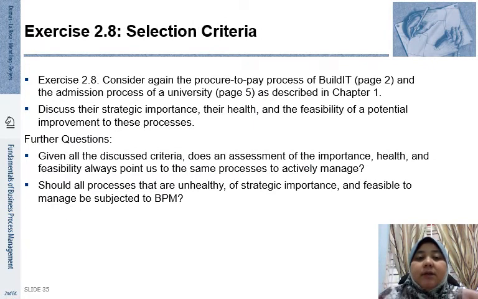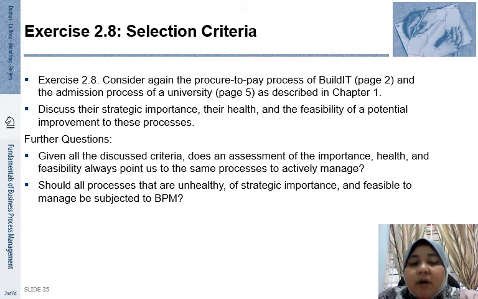Okay. Example. Exercise untuk selection criteria. Ini give you some sort of mental punya exercise dululah. Belum lagi actual exercise. So exercise untuk selection criteria ni, consider again the procure to pay process of BOIT and the admission process of university. Ditambahin satu admission process. Kamu semua pernah, you already have a experience dalam admission process in a university kan? Discuss their strategy important, their health and feasibility of potential improvement of these processes. Bagaimana kau tak ada procure to pay? Problem tak? Ada impact tak?